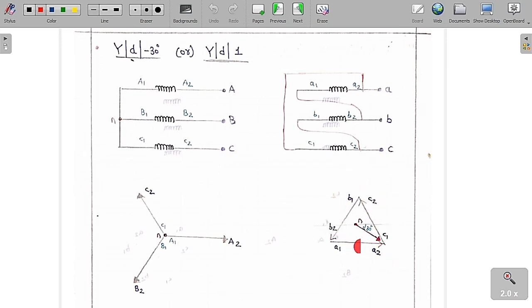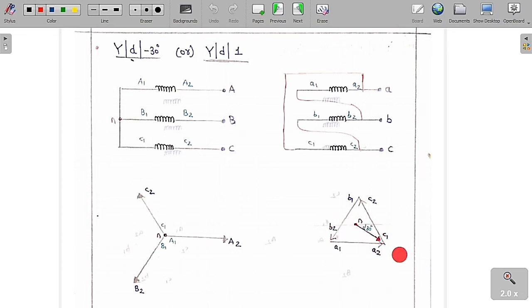So we got a triangle now. But we need the phase voltage, not the line voltages. So from the middle point, we have to take the neutral voltage. You can see clearly for A2, from A2 we are going to take the supply. So I am going to draw at the point A2. You can see clearly this is a horizontal line and this is going to lag by 30 degrees.